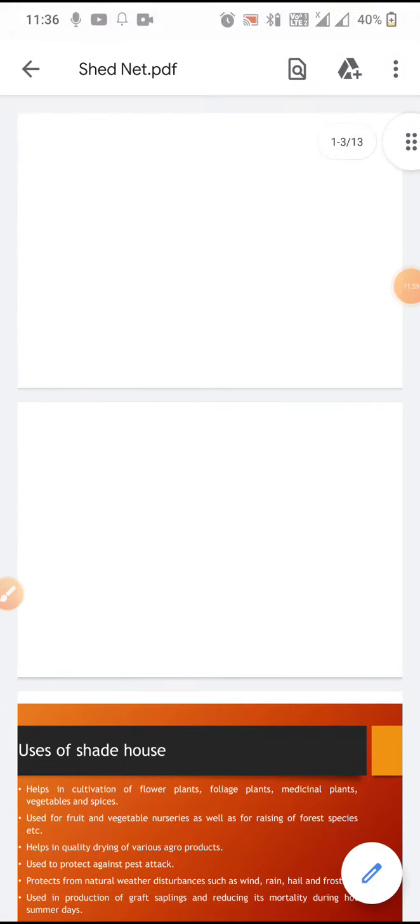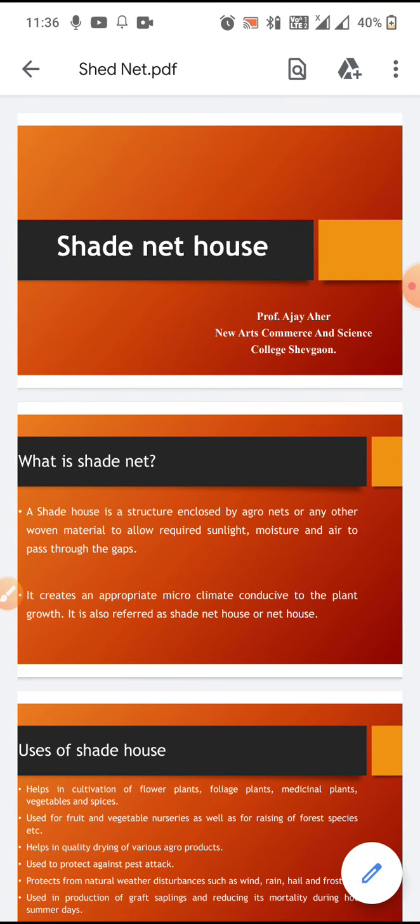This is the information regarding shade houses or shade net houses.